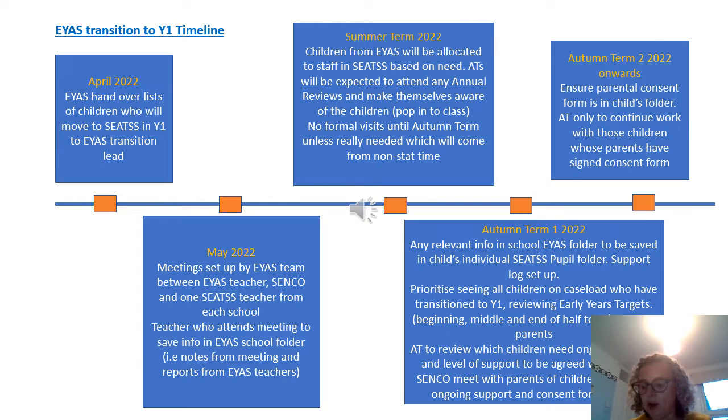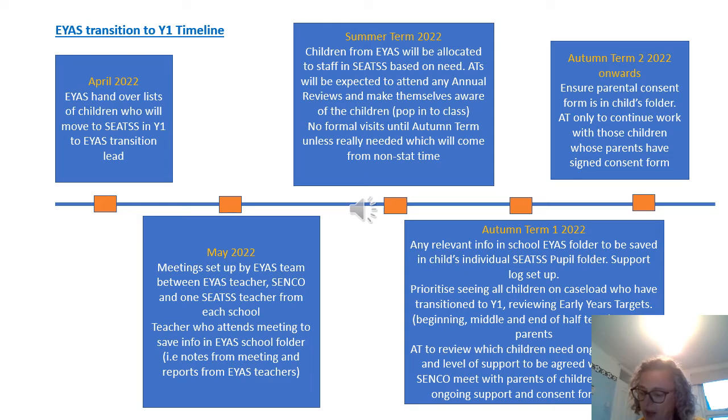I've been liaising with the early years team and they have sent me their lists of children from each school who have had involvement from their service. This includes information about each child's main area of need. All this was handed to me by April 2022, just before Easter.